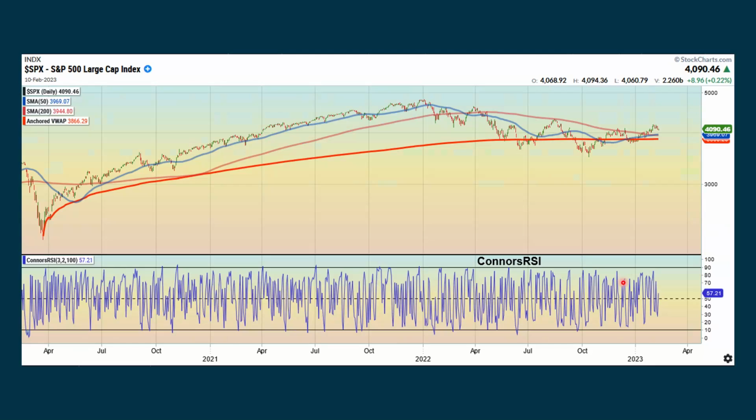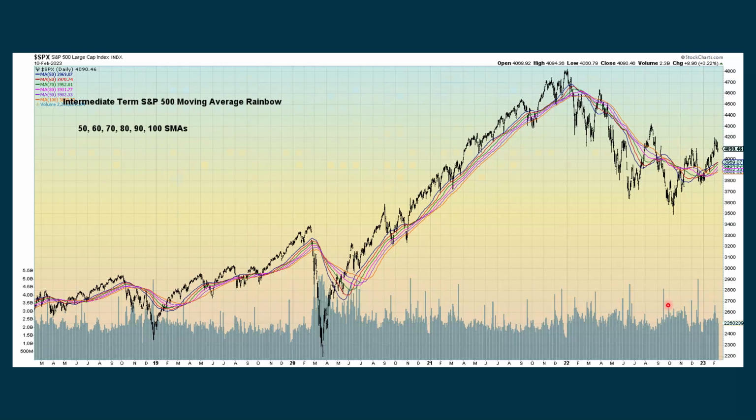The Connors RSI works pretty much the same as the regular RSI. We look for extreme positive or negative readings. Above the dashed line is positive, below the dashed line is negative. We've been able to tick back up slightly above the dashed line.